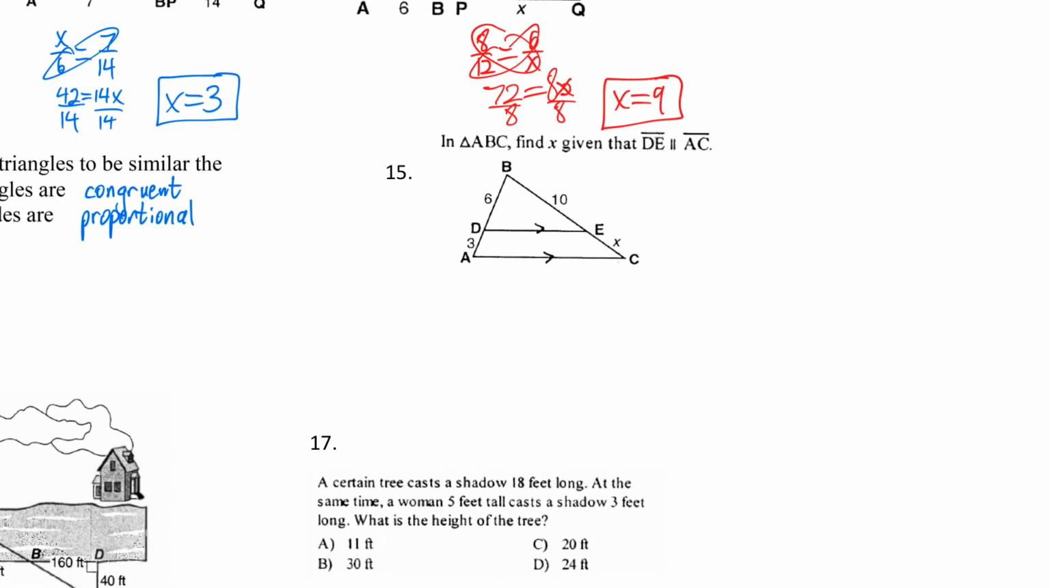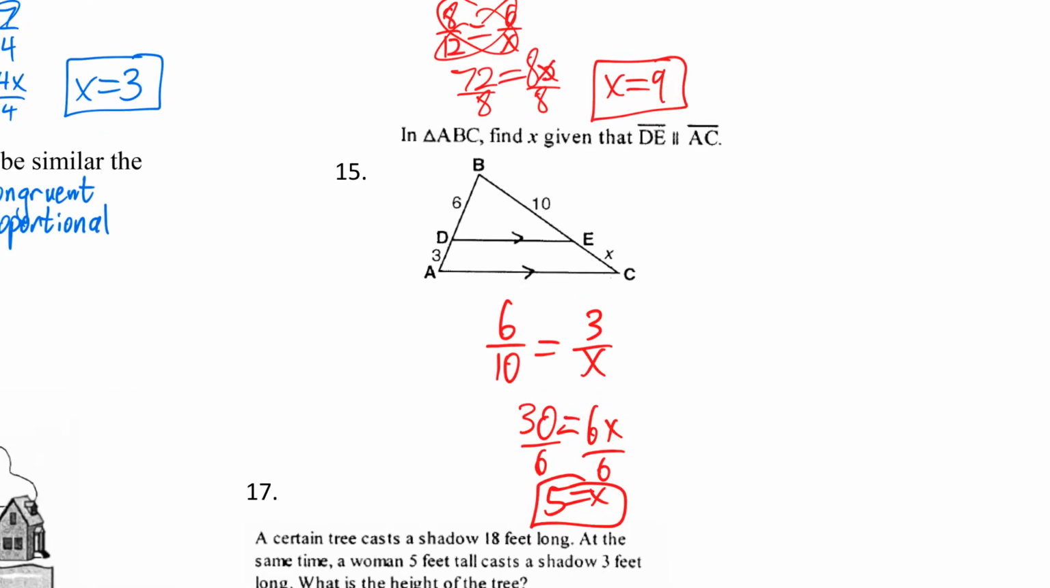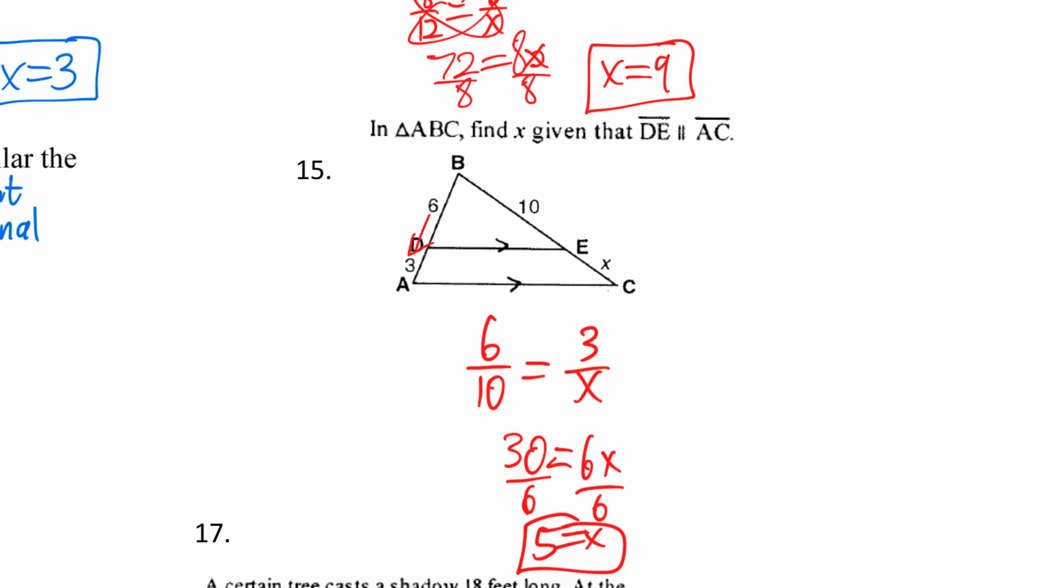Okay, number 15, to find x, so 6 is to 10 as 3 is to x. So 30 equals 6x, divided by 6, and x should equal 5. Which again makes sense. From here to here is half, so here to here has got to be half.